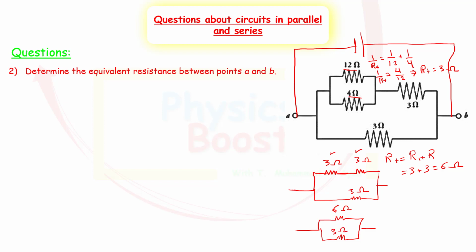Now, this resistor right here and this resistor right here, they are in parallel. So I want to find the total resistance one more time. 1 over RT is going to be equal to 1 over 3 plus 1 over 6, which is equal to 3 over 6. This is 1 over RT, so RT is going to be equal to 6 over 3. So the final answer is going to be 2 ohms.